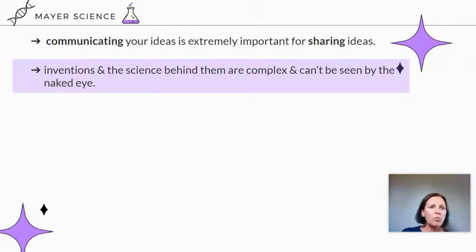So when we communicate ideas in science and in engineering, it's really in part because we're trying to get across both what we invented and the science behind those inventions, because both of those things are really complex and you just can't see it with the naked eye. So you need some explanation of what is actually going on.